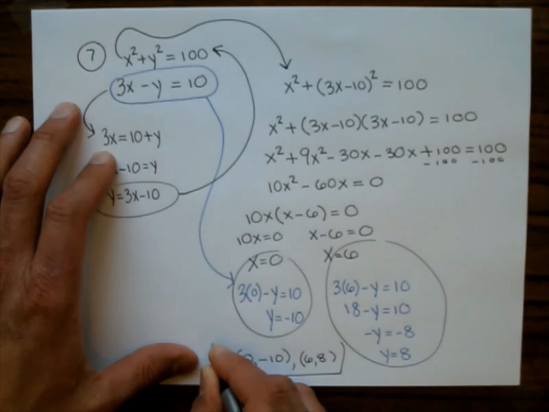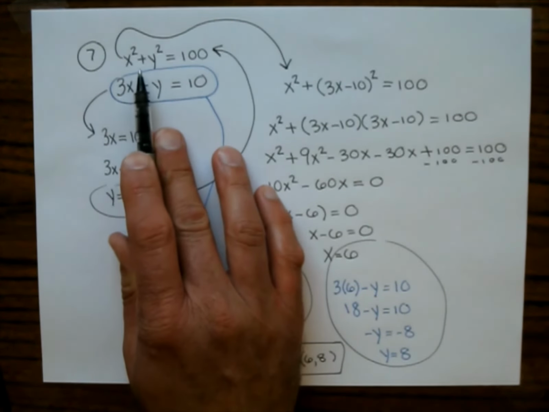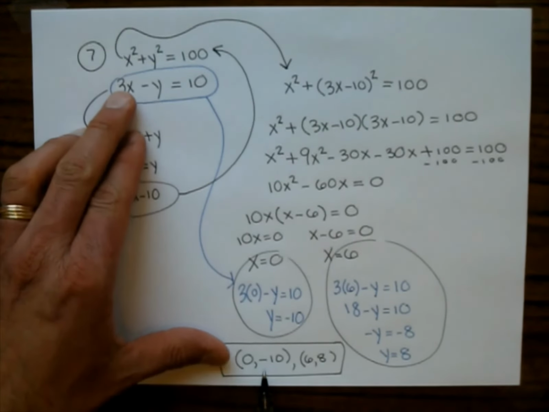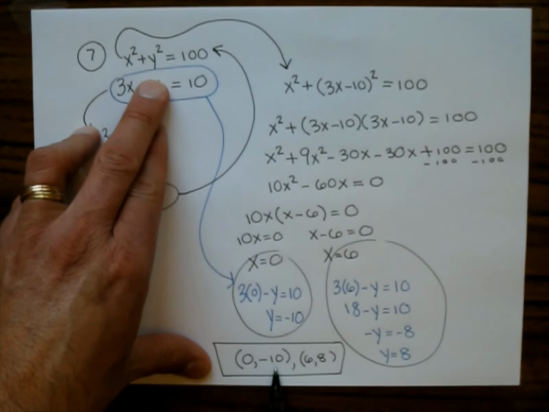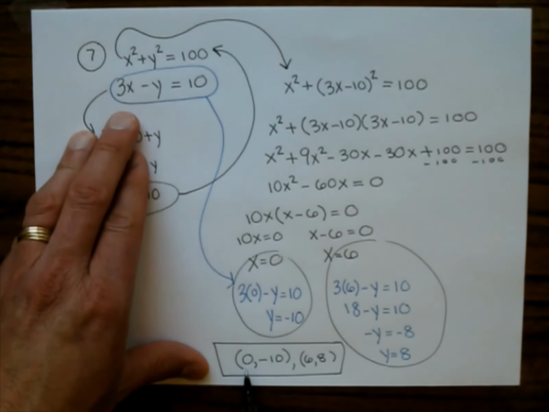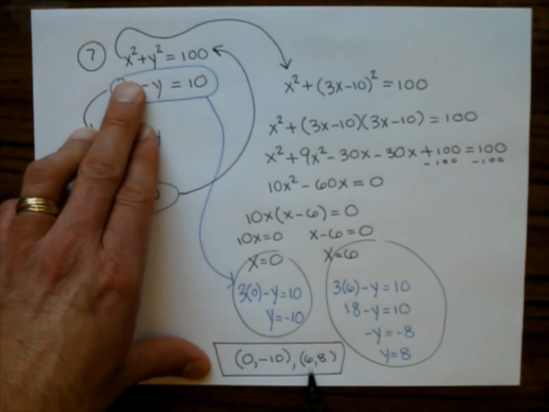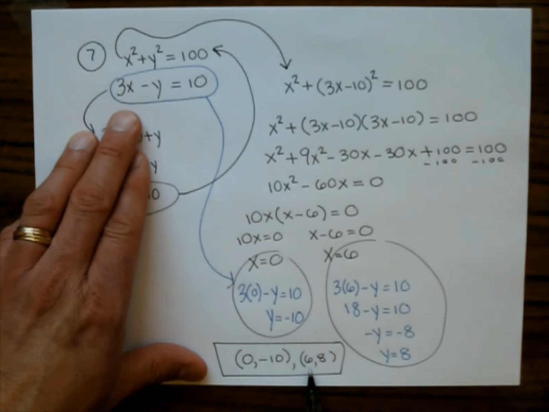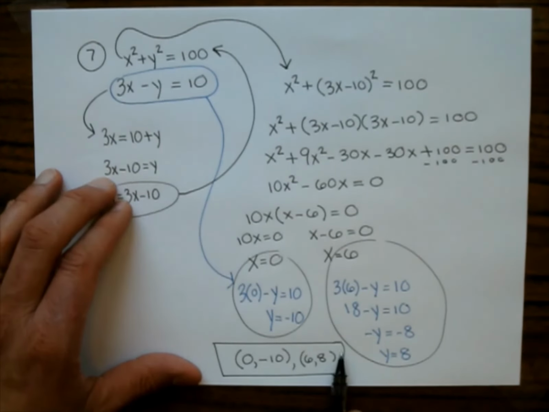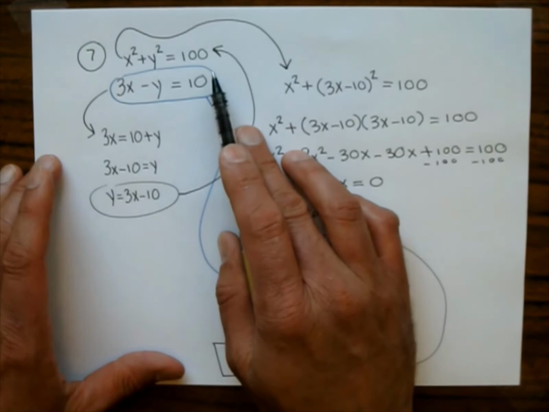Those are the solutions. Once again, a purist would take those points and put them in each equation to make sure they satisfied each equation. So we could do that. Here's x squared, so 0 squared plus a quantity negative 10 squared, that's 100 plus 0 is 100, and then we have 0 minus a negative 10 is 10. And then we do the same thing up here. This is 36 plus 64 is 100, and then this right over here is 18 minus 8 is 10. So that's what a purist would do, especially when you're getting things that are a lot more complicated than what you see in the book.